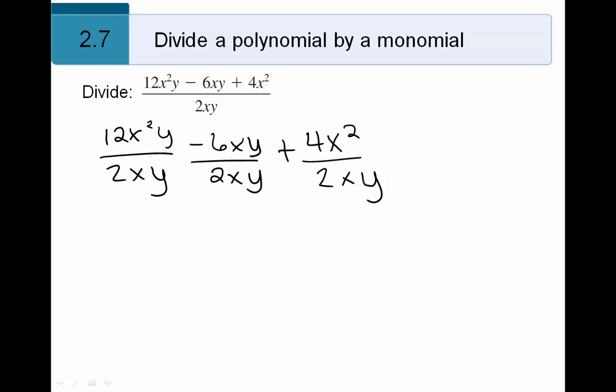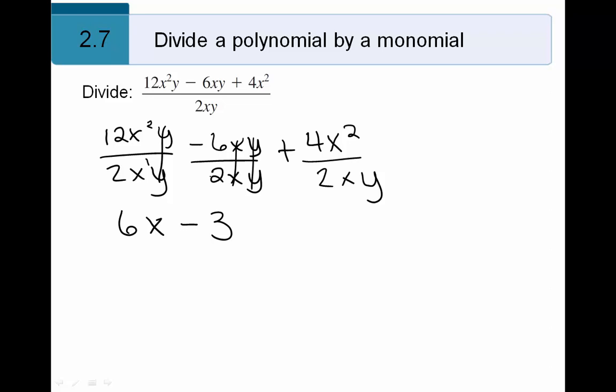Okay, now in this first one, y divided by y is 1, so we can cross that out. So we have 12x squared divided by 2x to the first. That will equal 6x to the first. We have a negative divided by a positive, a negative 6 divided by 2, so that will be a negative 3. xy divided by xy is 1. 1 times 3 is 3.